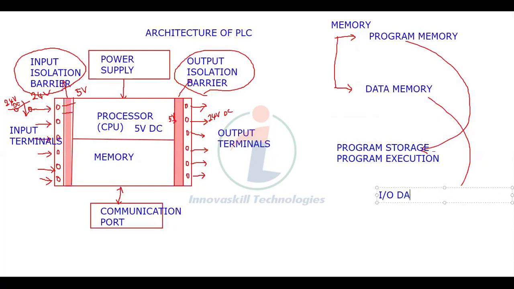Input and output data will be stored. So this is the function of memory. So all these things, this input terminal, processor, CPU, memory, and that isolation barrier, all these things will be working together and that will be controlled by this processor only.